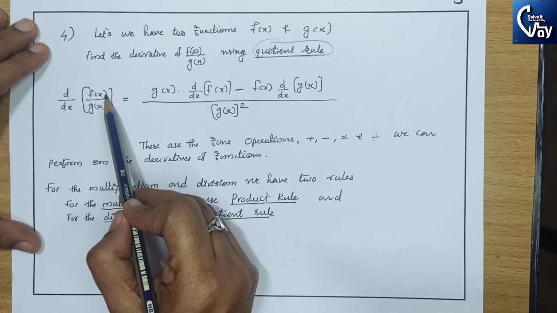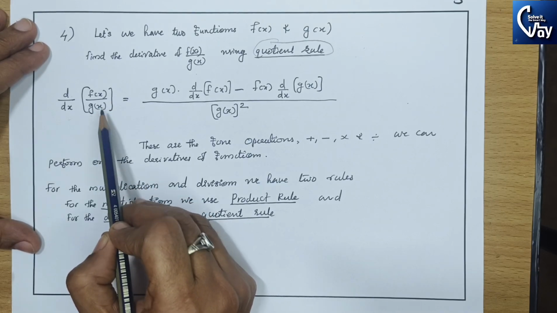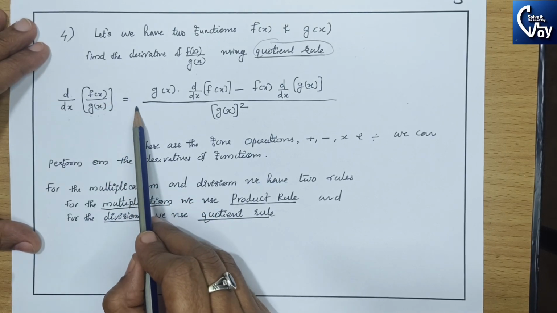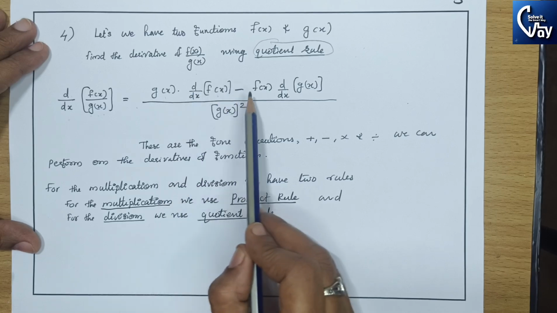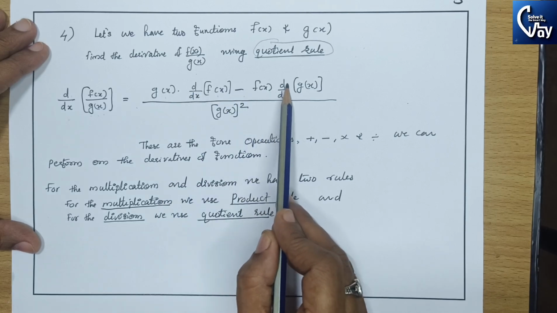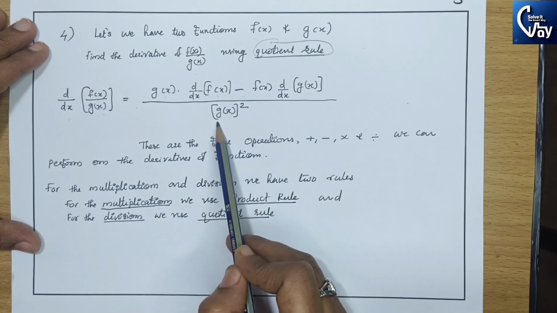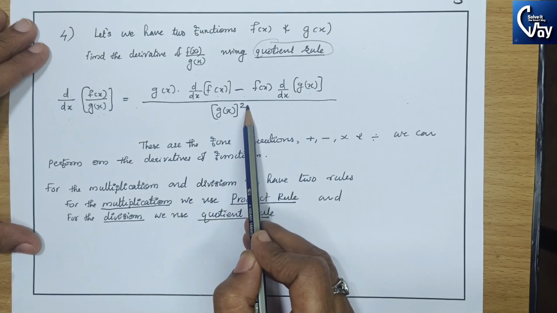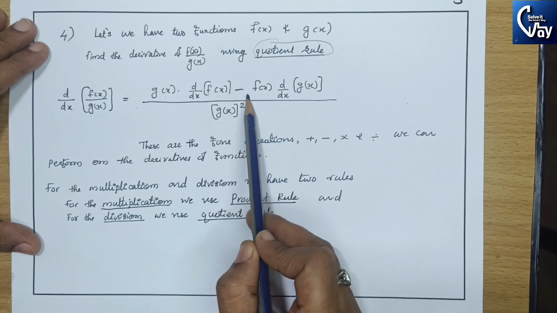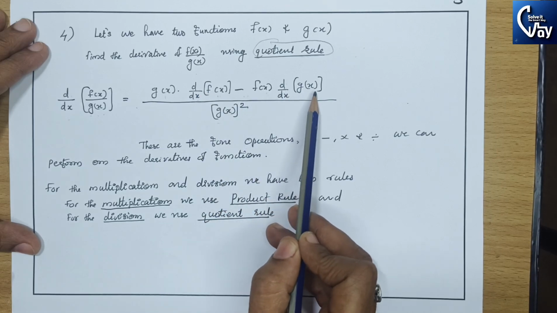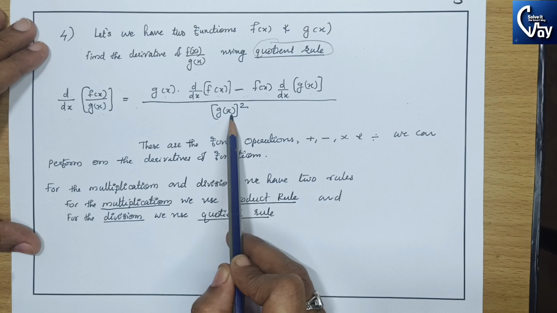Here f of x is the numerator and g of x is the denominator. Then the quotient rule is denominator into the derivative of the numerator minus numerator into the derivative of the denominator, by denominator square. So g of x into d by dx of f of x minus f of x into d by dx of g of x, by g of x square.